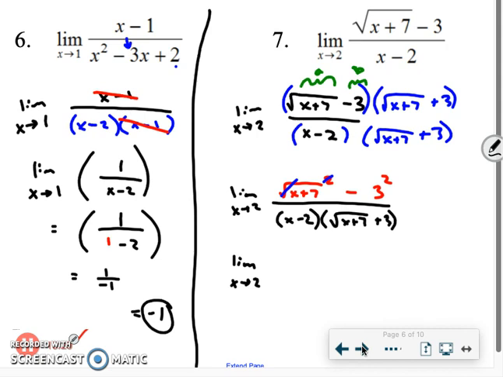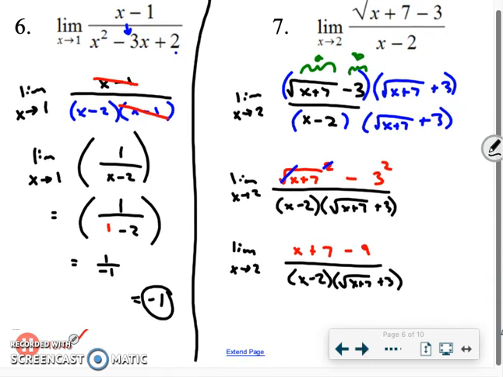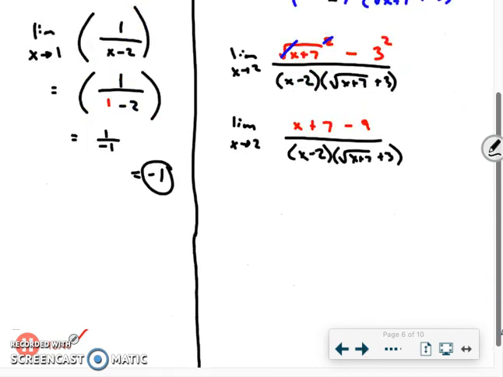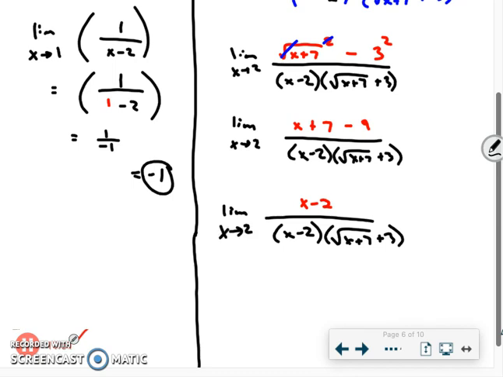Now that's going to give me the numerator, try to save the colors here. The square root of x plus 7 squared is just going to be x plus 7 minus 3 squared, which is going to be 9, over, again, the quantity x minus 2 times the square root of x plus 7 plus 3. And we are getting closer. So in the numerator, x plus 7 minus 9 is going to clean up to be x minus 2, over quantity x minus 2 times the square root of x plus 7 plus 3. We're still finding the limit as x approaches 2.